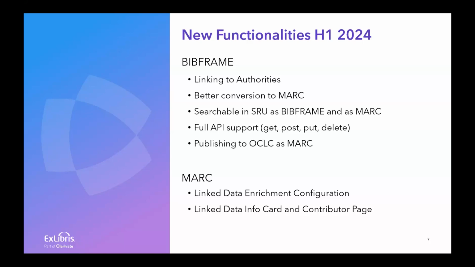And this way we also support real-time information of holdings and items for Bibframe records for those who are not using Primo as their discovery system. As I mentioned, we also have full API support, meaning we can send, update, and delete Bibframe works and instances via API. And based on feedback from the focus group, we've also developed supporting publishing to OCLC as MARC, as part of the existing workflows.